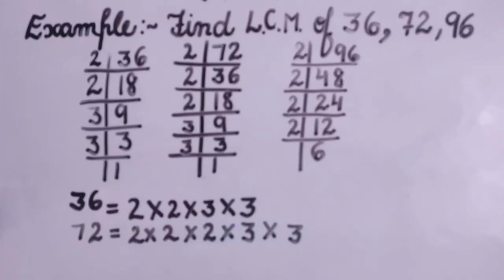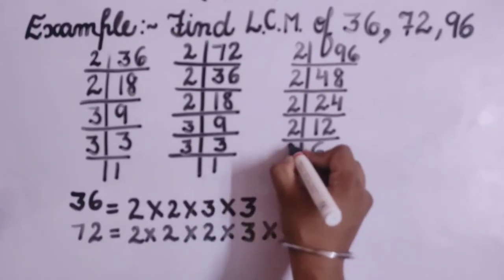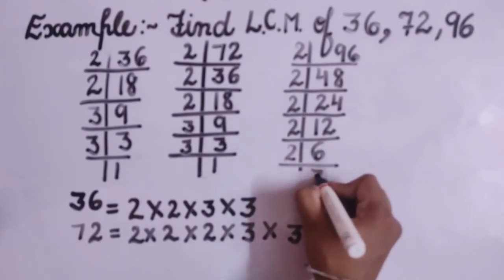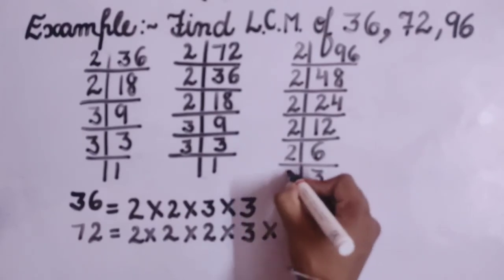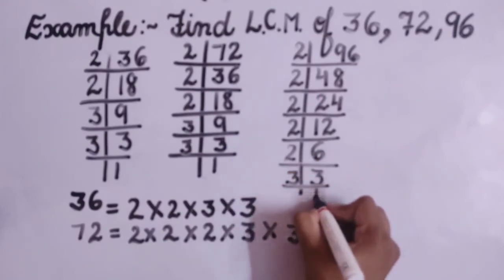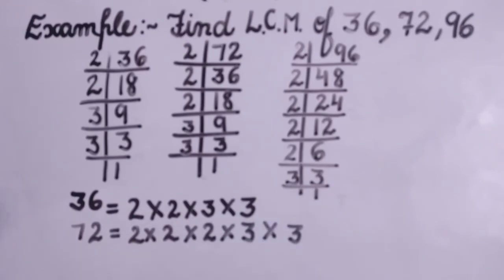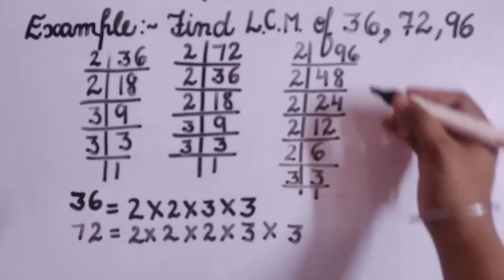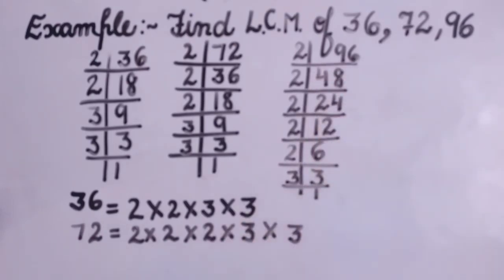6 can further be divided by 2 now, students. So 2 3s are 6. And at last 3 1s are 1. I told you, students, we will continue till the time at last 1 will come. Now let's write 96 as the product of the prime factors.